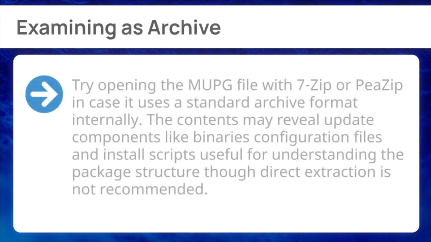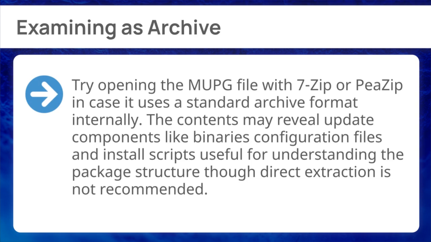Next, examining it as an archive. Try opening the MUPG file with 7-zip or PeaZip in case it uses a standard archive format internally. The contents may reveal update components like binaries, configuration files, and install scripts useful for understanding the package structure, though direct extraction is not recommended.